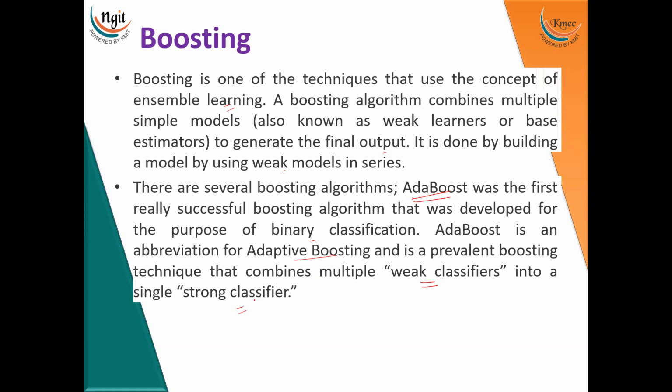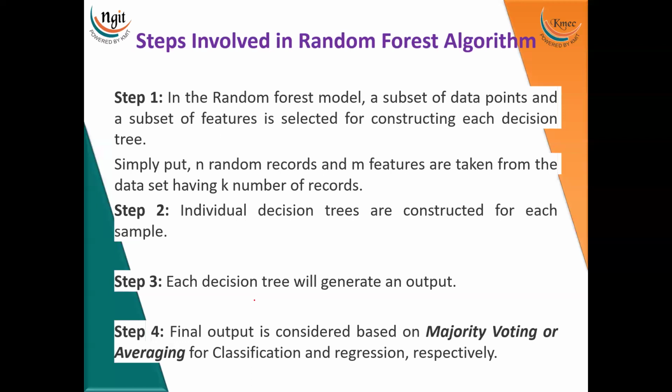This is an important point, students. What is AdaBoost? It is nothing but a technique that combines multiple weak classifiers to give us a single strong classifier. That is the concept behind AdaBoost. And coming to the steps involved in the random forest algorithm, the very first step is that a subset of the data points and a subset of features is selected for constructing each decision tree. Why? Because in random forest, we have n number of decision trees. For that, we divide the subset of data points and subset of features. Simply put, n random records and m features are taken from a data set having k number of records. So this is step 1.